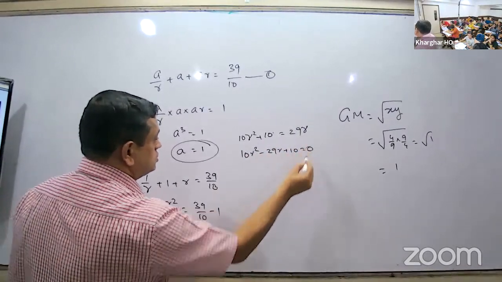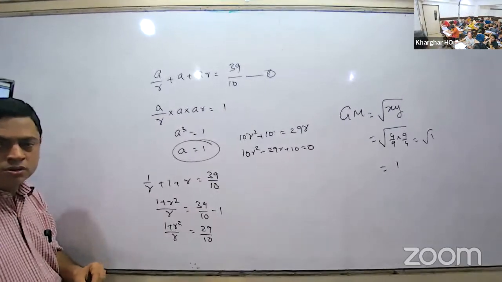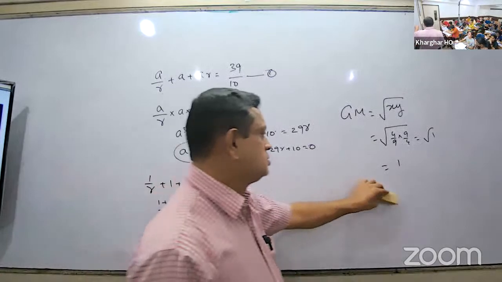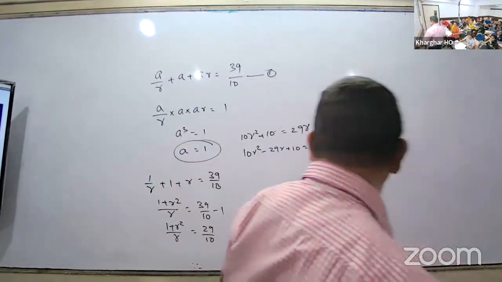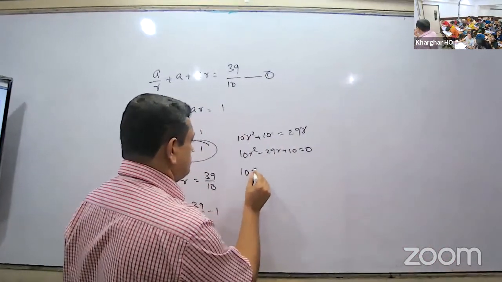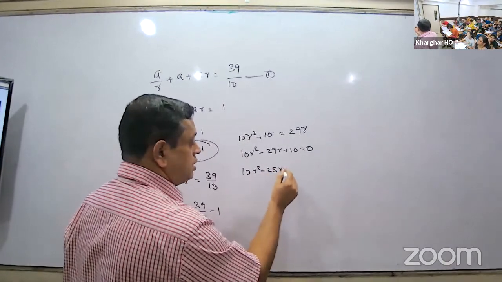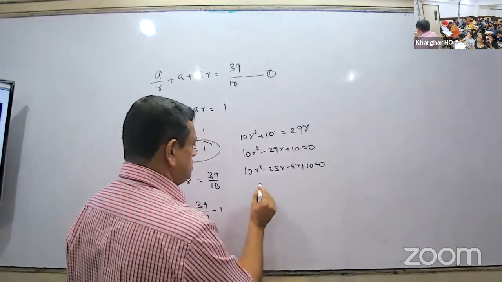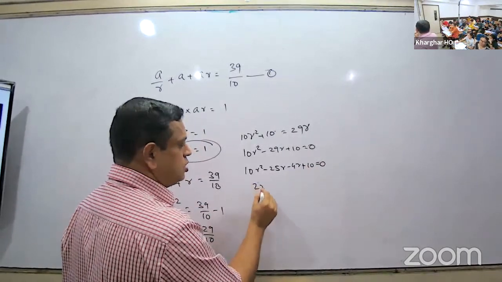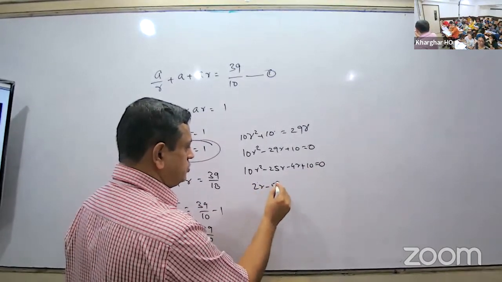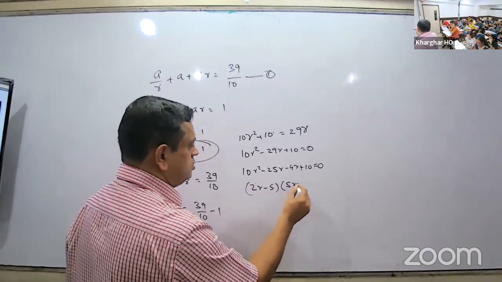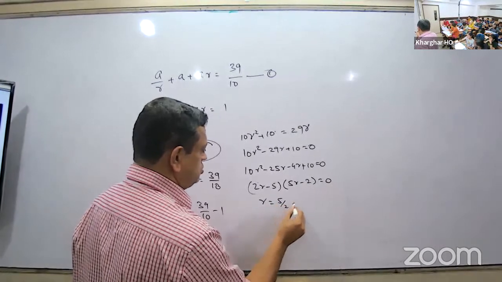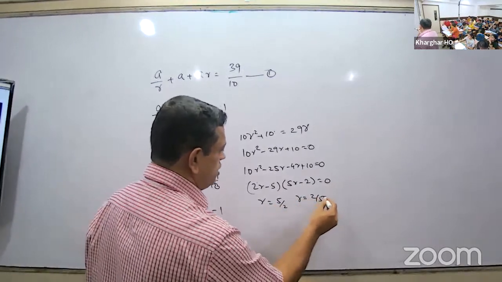Okay, this equation you got, Priyanshu? Yes, sir. I shifted this one over there. Minus 25, so the product is equal to 100. So 10 R square minus 25 R plus 10 equals 0. Splitting the middle term, that is 2R minus 5 into 5R minus 2. The answer is R is equal to 5 by 2 or R is equal to 2 by 5.